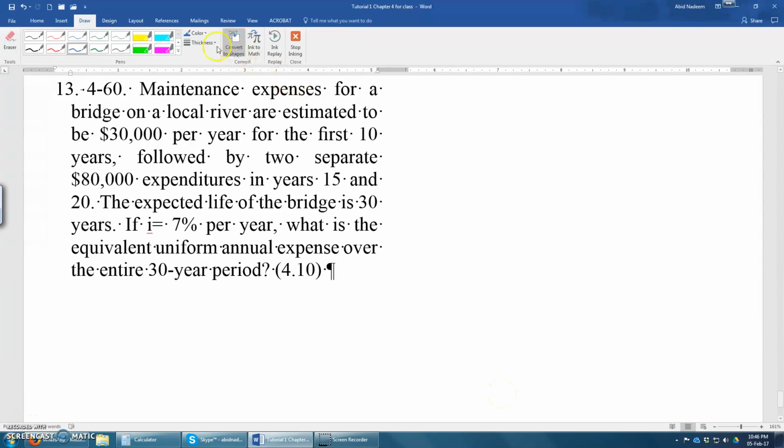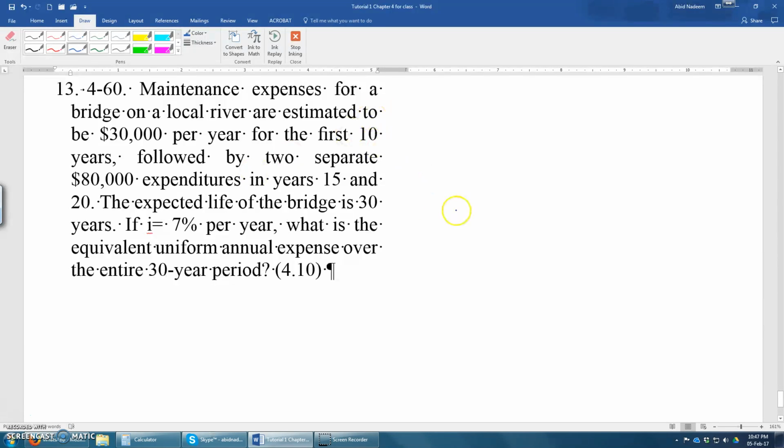In this problem you need to find the equivalent uniform annual expense over the entire 30-year period. There is a bridge, and the expenses are $30,000 per year for the first 10 years. After that there are just two separate $80,000 expenditures in year 15 and year 20. Year 15 means at the end of the year, so we take the expenses at the end of the year.